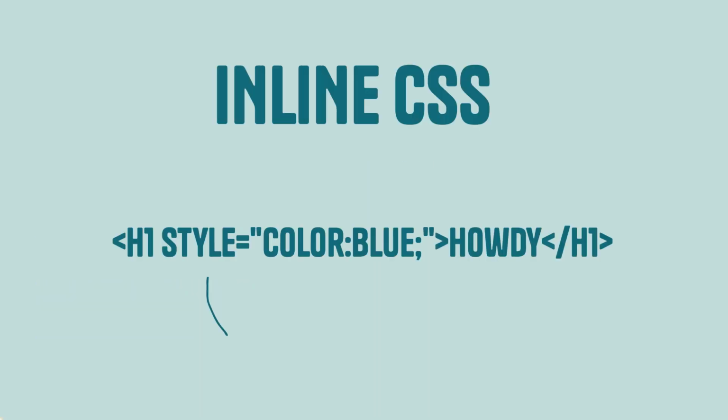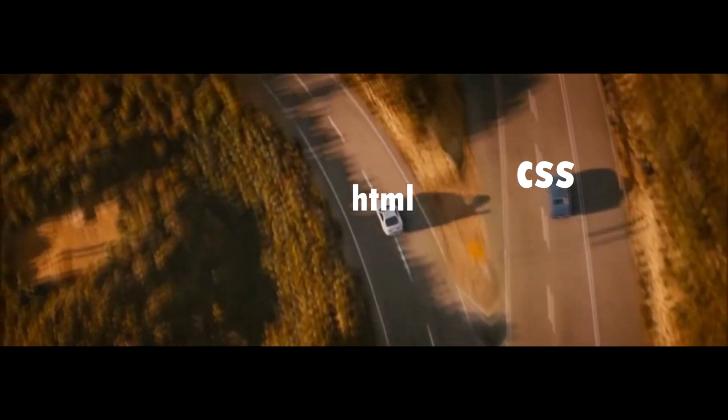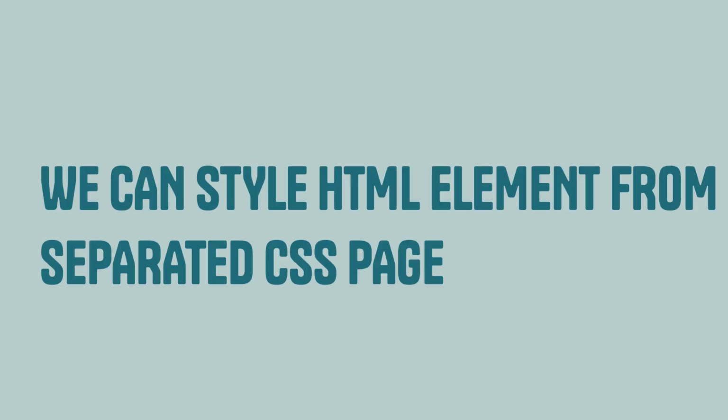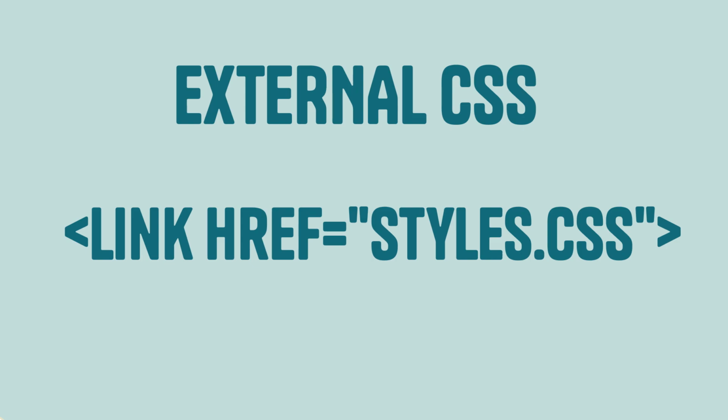In inline CSS with the style attribute, we type style as always in the opening tag and we edit our styles. Internal CSS, the same way we used before using a style element. Moreover, the external CSS, the idea is to separate HTML and CSS. We can style HTML elements from a separate CSS page and we link them together using a link element. The link element also has an href attribute with the name of the CSS page that we want to link with our HTML page.